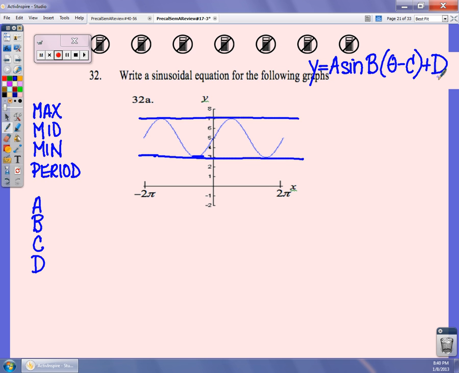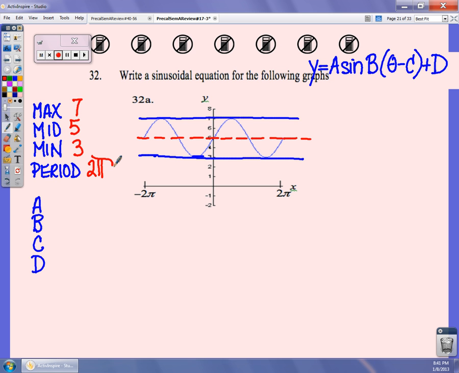Okay, so let's go back to the graph at hand. We determined that the maximum was 7, the minimum was 3, the midline, therefore, is at 5. The period of our function is very straightforward here. We have a sine function that starts at 0 and ends up at 2 pi. So our period here is 2 pi.